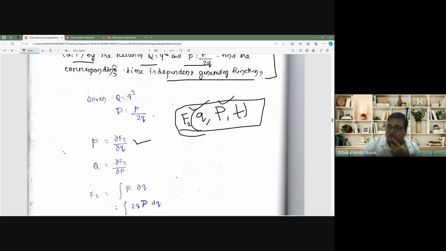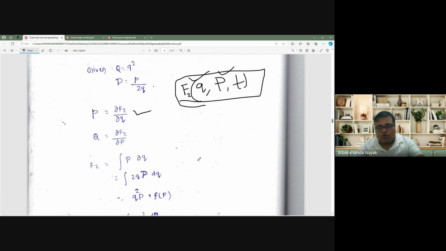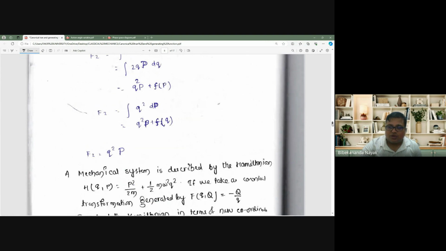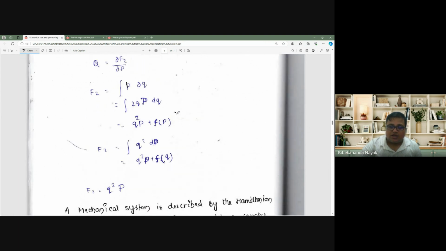So we got small p is equal to del f2 by del q. So what is f2? Integration of p dq. Integrating, we find q square p plus a function of p. Similarly for f2, integrate q square p, we get q square p plus a function of q. If you match, we get the same result. So f2 is equal to q square p.